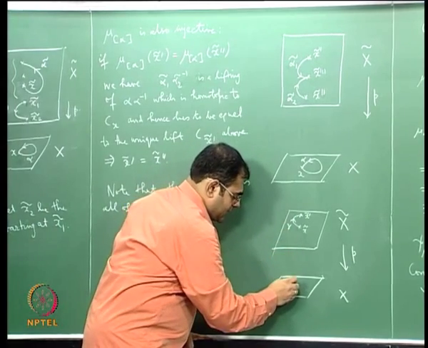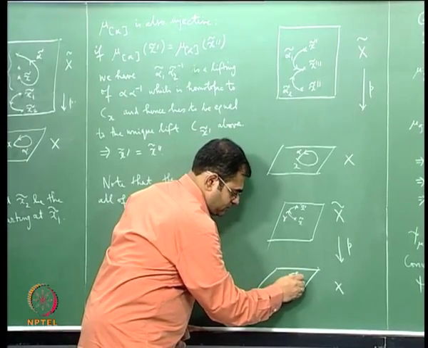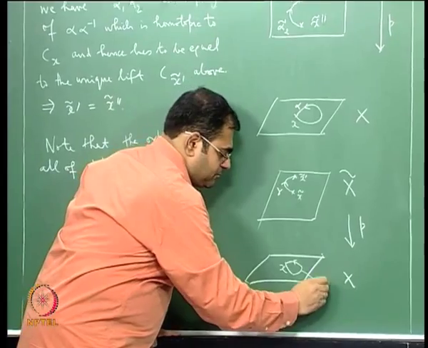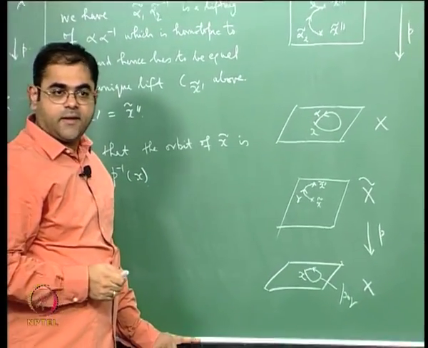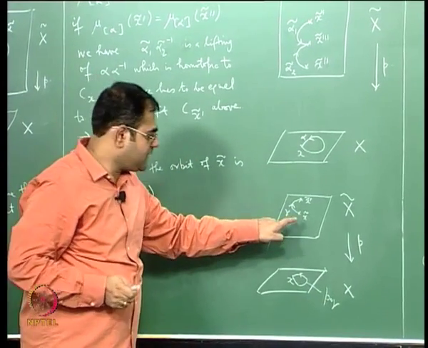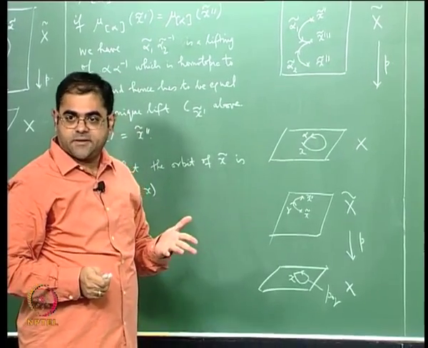So I will get a loop here. This loop will be p circle gamma, which is a loop based at x, okay, and the lifting of this p circle gamma is precisely this gamma with initial point x tilde, and what is the final point? It is x prime tilde.